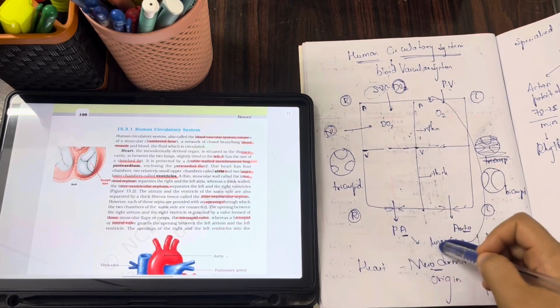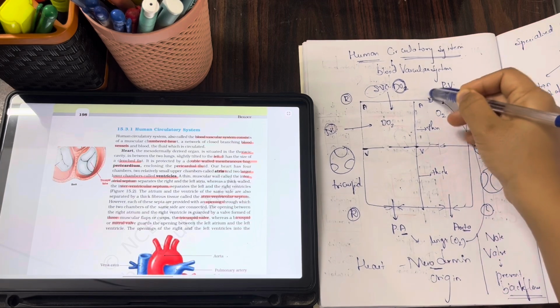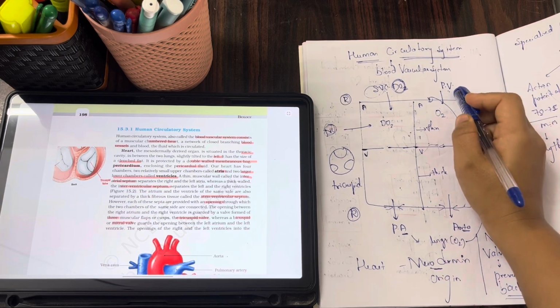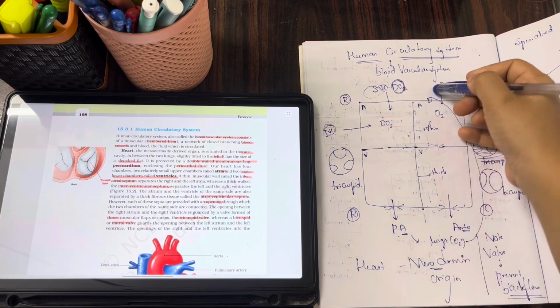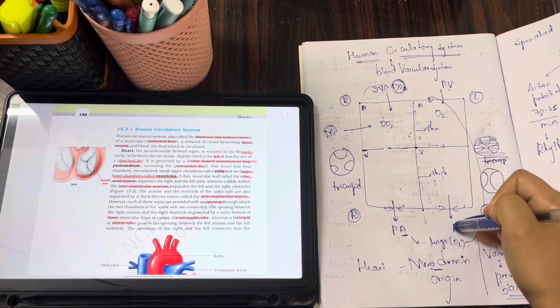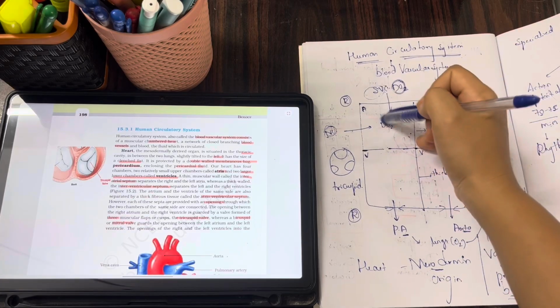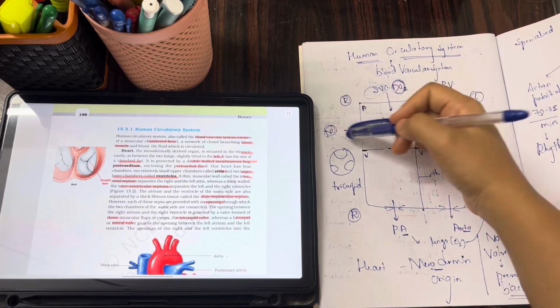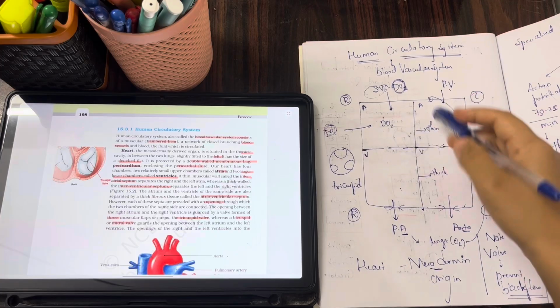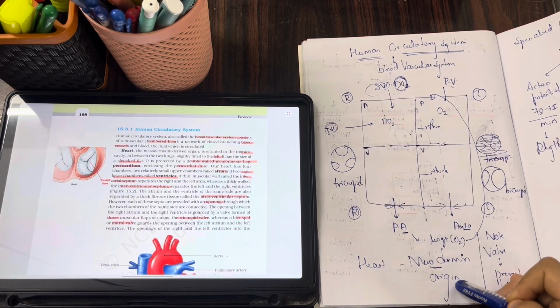From here it will enter the lungs. From the lungs it will be oxygenated and taken back into the heart by the pulmonary vein. Here also the name is a misnomer. Now it will enter here and be taken by the aorta to the body. The body will utilize it, and later the deoxygenated blood will again be carried by the superior vena cava and inferior vena cava back into the heart. So these cycles continue, and the heart is mesodermal in origin.